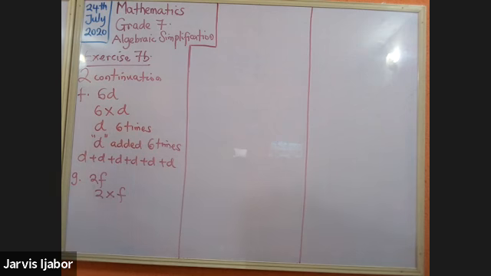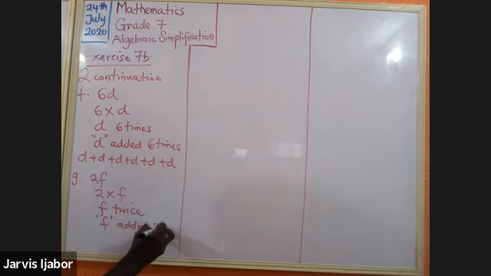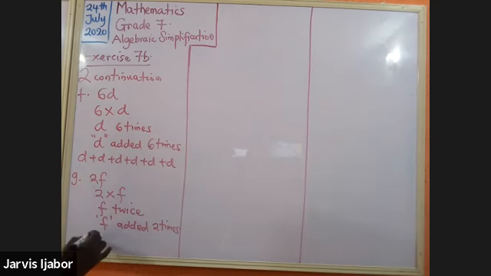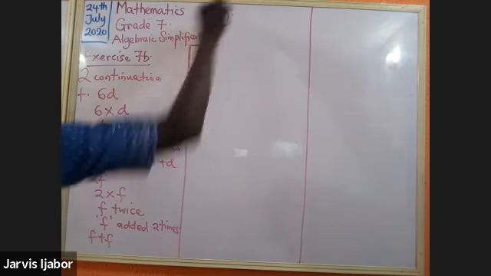Two times F, D, F twice, F added 2 times. We have what? F plus F. So that's for G. Then what about H?